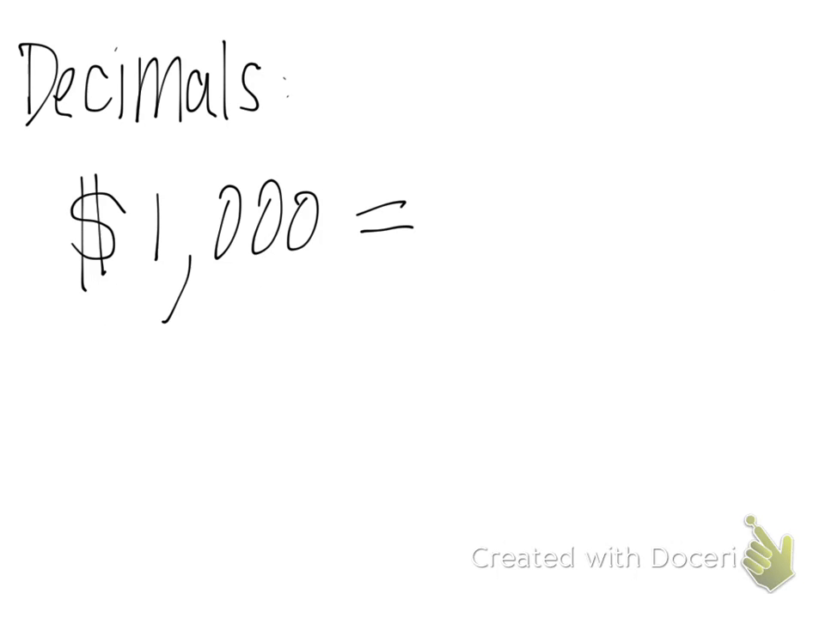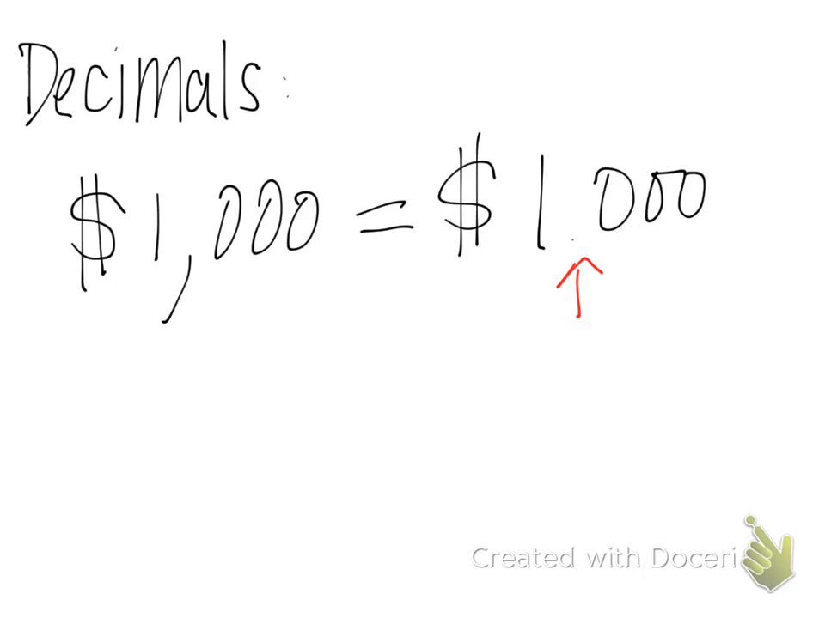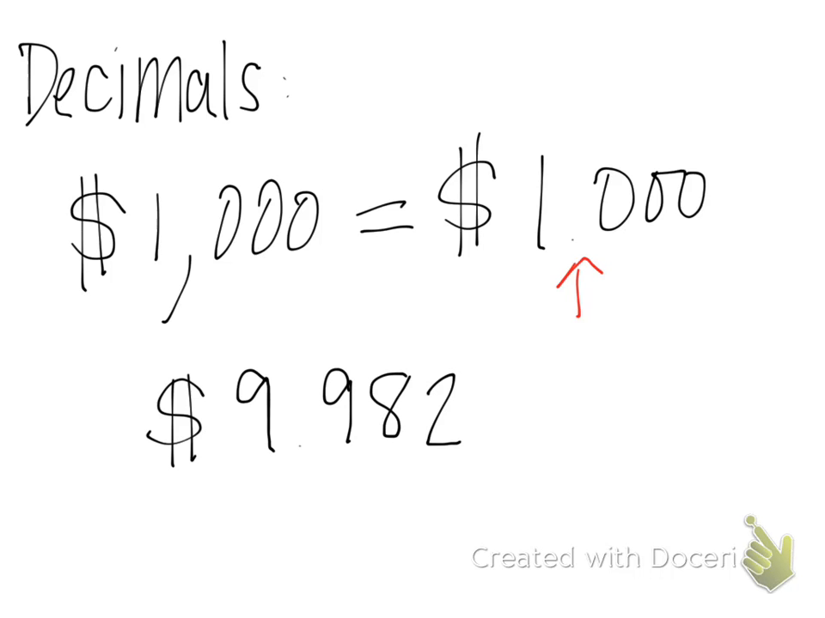Something that's a little strange in Spanish-speaking countries. $1,000. This is how they write it in Spanish. So they actually use a decimal point instead of a comma, as you can see there. The really crazy thing is, let's say that you had $9,982.36. So they kind of flip-flop what we do. Decimal point where a comma normally goes, a comma where a decimal point normally goes.